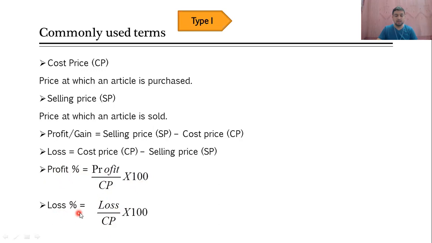What is loss percentage? Loss percentage is equal to loss divided by cost price into 100. Okay, so remember, whenever you are calculating percentage, profit percentage, or loss percentage, at the denominator you have to always take cost price.